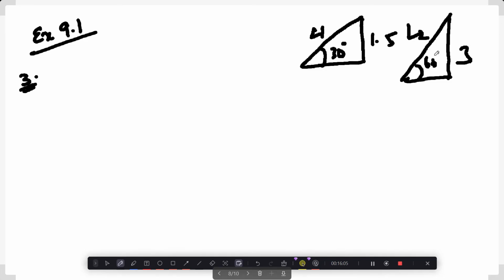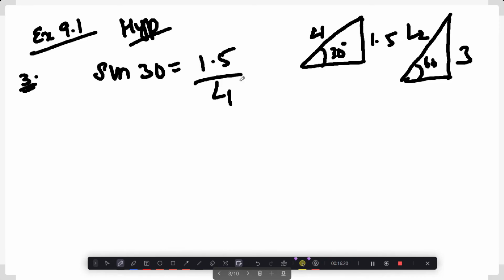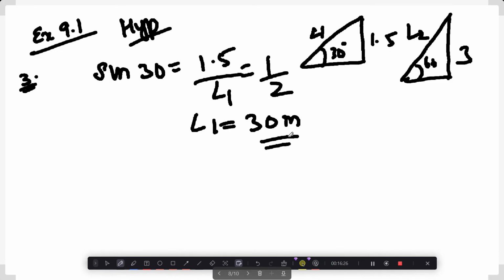Right? What is the concept here? We need to find out the hypotenuse of 2 triangles where we know the angle and we know one of the sides. So what is it? Side opposite the angle, right? So sine 30, 1.5 by L1. What is sine 30? 1 by 2. So what is L1? 3 meters, of the smaller slide. So you need to write properly. This is the length of the slide for younger children.